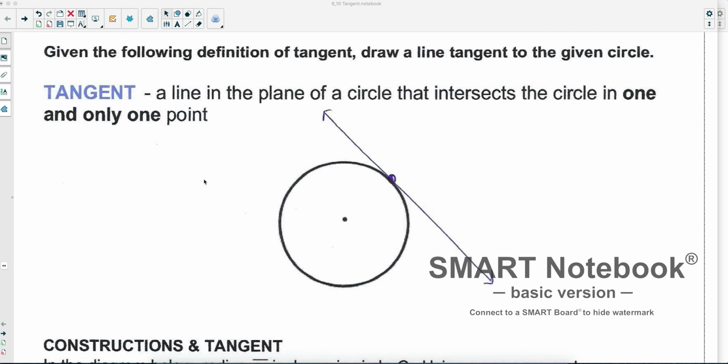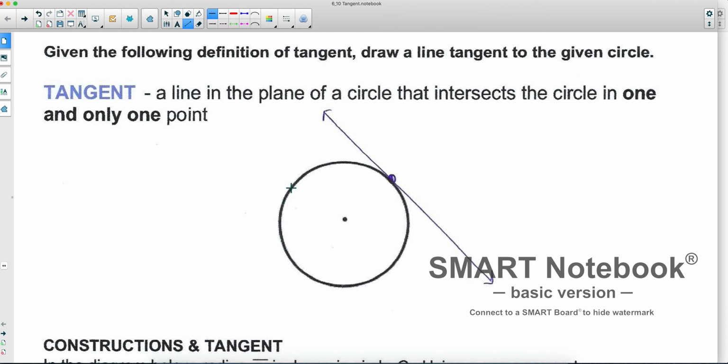A tangent is a line in the plane of a circle that intersects the circle in one and only one point. Basically, it's a line that touches the circle at only one point. So this would be a tangent because it only touches the circle right here. The other two segments we need to discuss are a chord, which touches the circle at 2 points, and a secant, which touches the circle in 2 points but extends outward of the circle. So we have a tangent, a chord, and a secant.